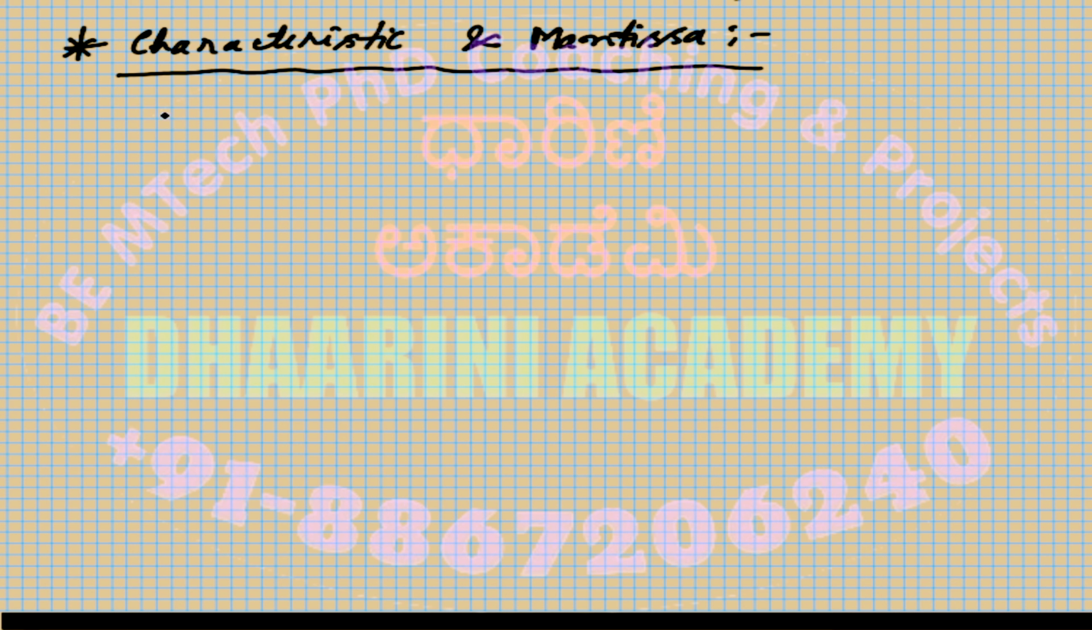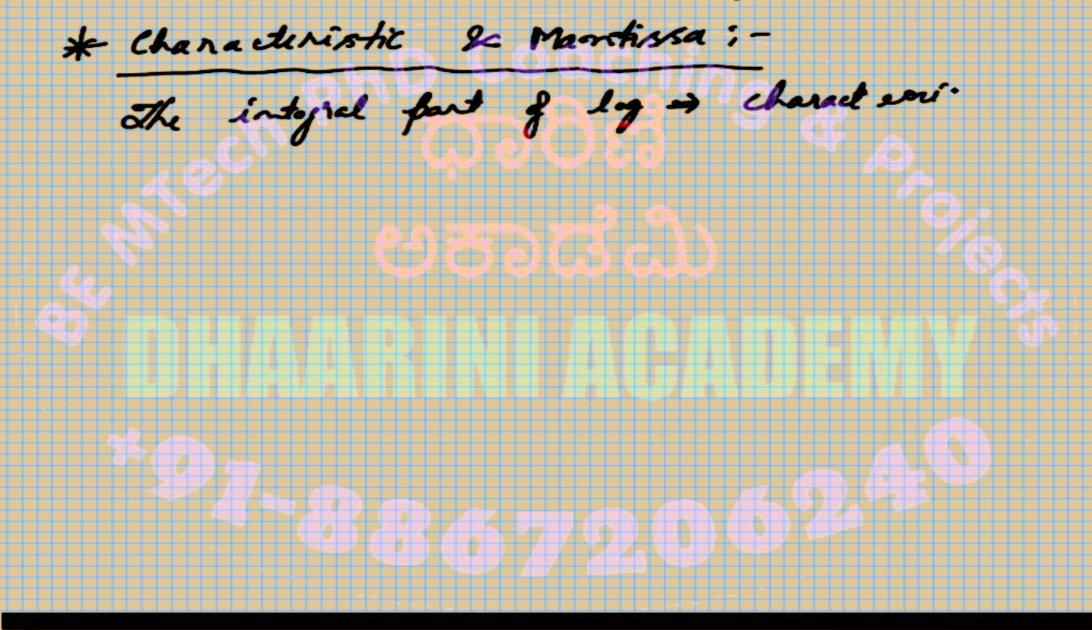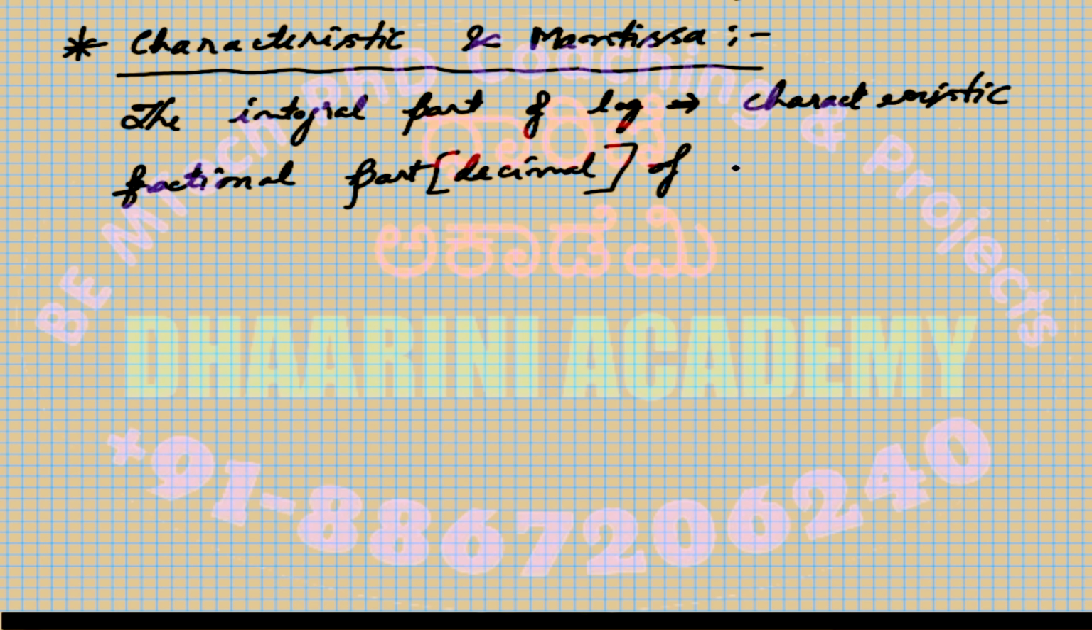So let me try to write that over here. The integral part of a logarithm is called the characteristic. Right? And you are always going to see a fractional part. So the fractional part, or you can even call it the decimal part, of any log is called the Mantissa.